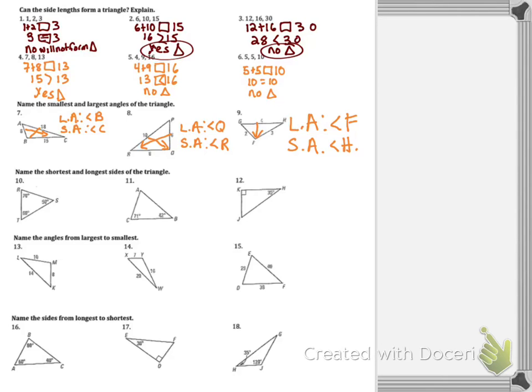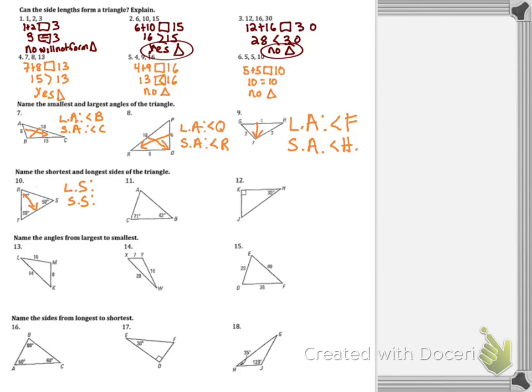The next group is doing the opposite of what we just did. Name the longest and shortest sides of the triangle. The longest side of the triangle is across from the longest or the biggest angle, and the shortest side of the triangle is across from the smallest angle. So we're going to go longest side, and then shortest side.